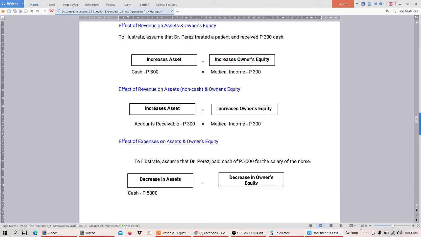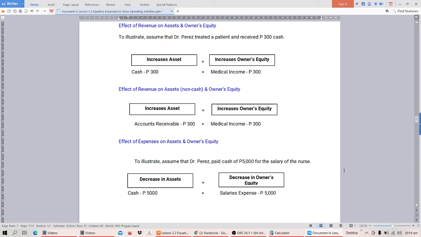At the same time, there will be a decrease also in your owner's equity with an account title salaries expense, since this is paid for the salary of nurses. Salary expense amounts to 5,000 pesos. So this is the effect of the expense on asset and owner's equity. If there is a decrease in asset, there will also be a decrease in your owner's equity.